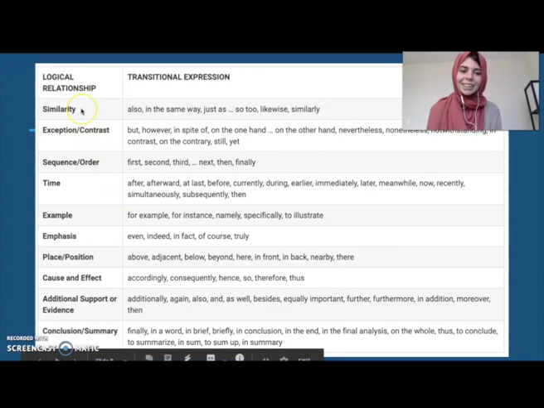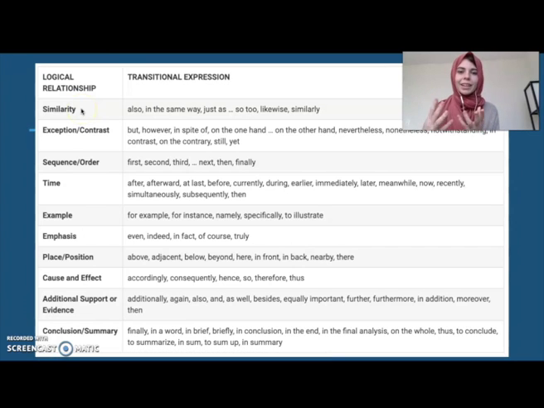So for example, let's say you have two paragraphs next to each other. They're very similar. They're sending you very similar ideas. Let's say you're talking about how baseball is the best sport, and then you want to continue on with the same idea.